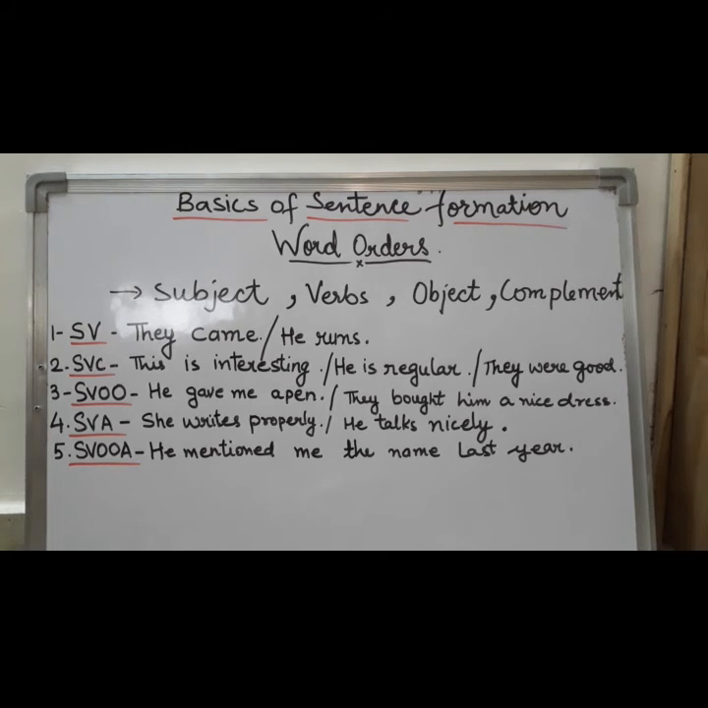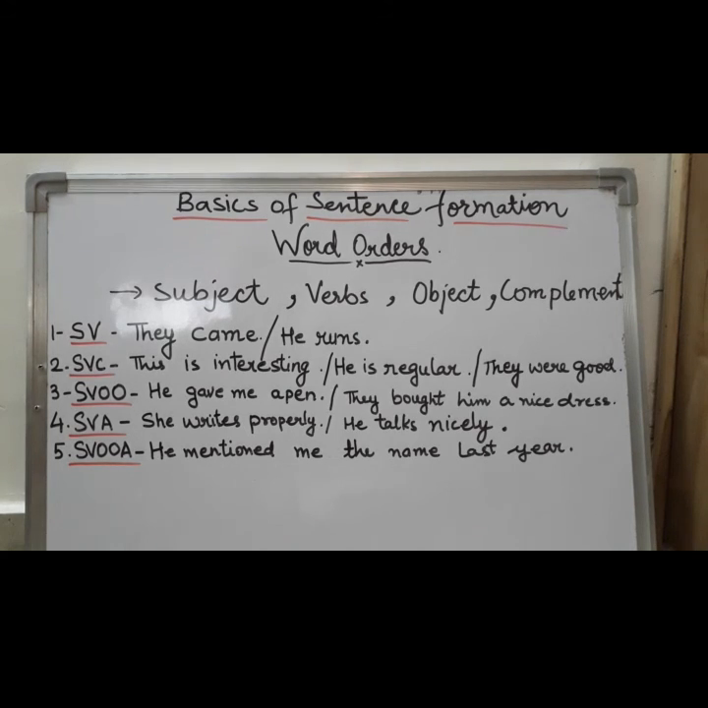Let's see the fifth one, SVOOA. Here what do you use? Here you have to use S for subject, verb, and two objects and an adverb. For example, he mentioned me the name last year. He, a subject, mentioned, a verb, me, one object, the name, the other object, and last year, the adverb of time.